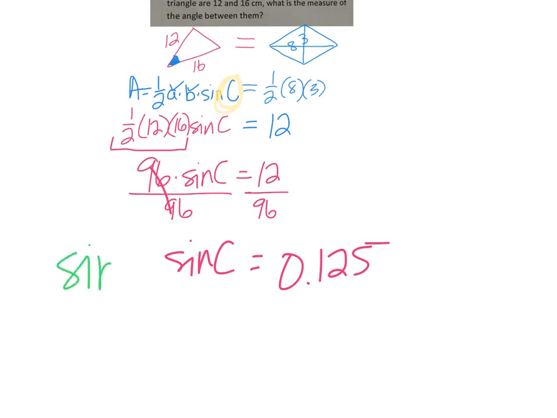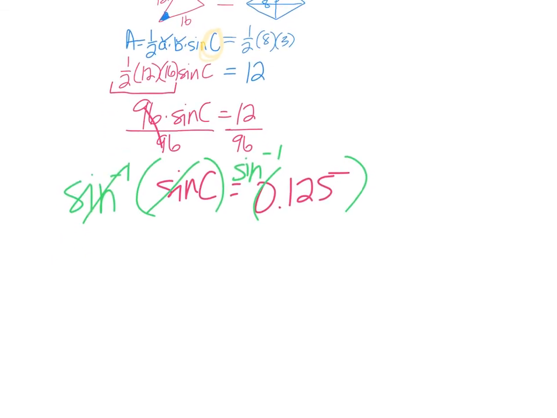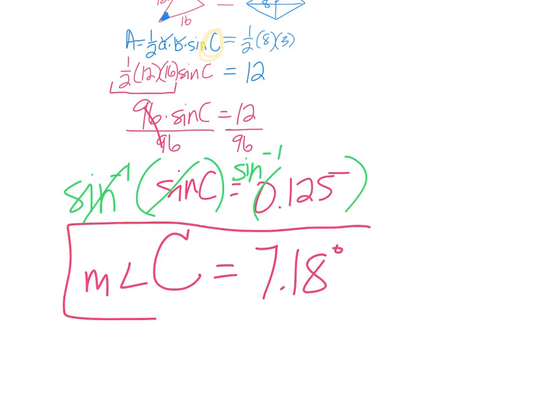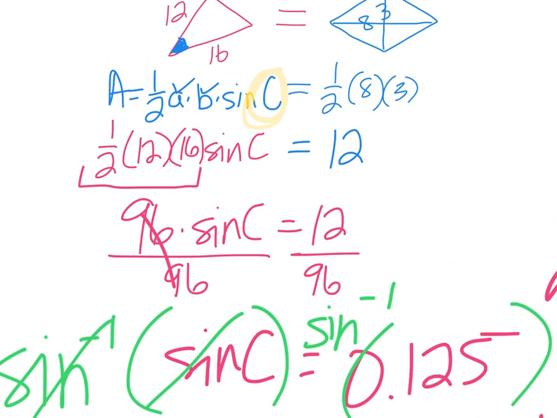And then the last step is to get rid of the sine. We get rid of sine by taking its inverse. So we do this inverse trig operation to both sides. Okay, inverse of sine cancels out, and we get C once again. So this is the measure of angle C. And when I type this into my calculator, the inverse sine of 0.125 is 7.18 degrees. And that's the measure of this angle in between our sides of 12 and 16.